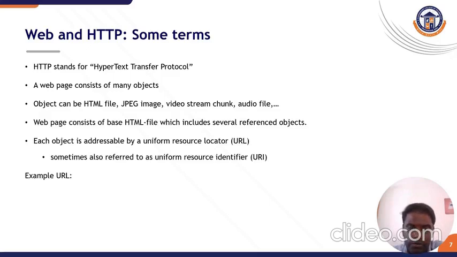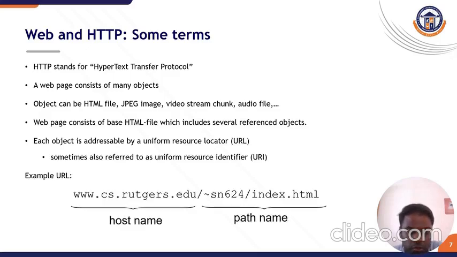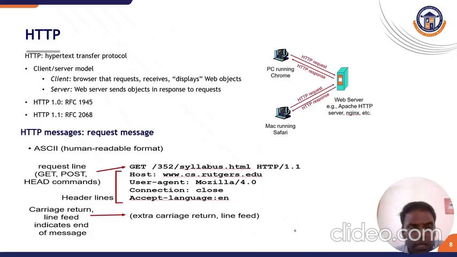Can you tell me any example of a URL? Yes, www.gmail.com, google.com. Here the example is www.cs.rutgers.edu followed by the path name, index. So the host name and the path name together make up the URL. Next is HTTP, Hypertext Transfer Protocol. It is a client-server based model. The client browser sends the request and receives and displays the web object, and the web server sends the object in response to the request.